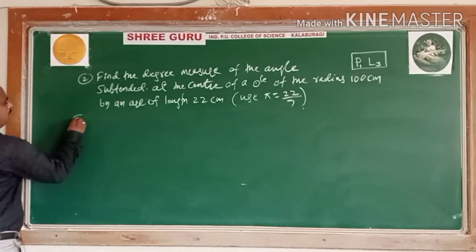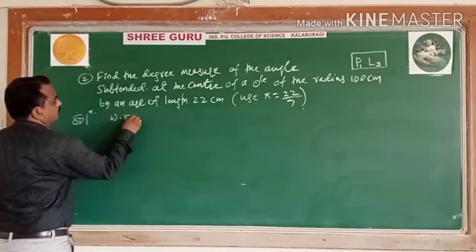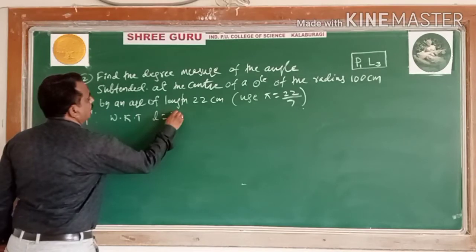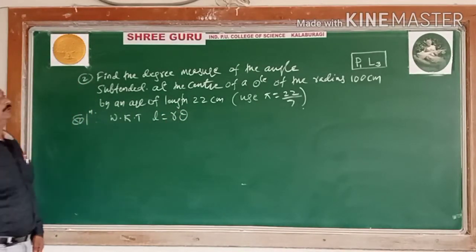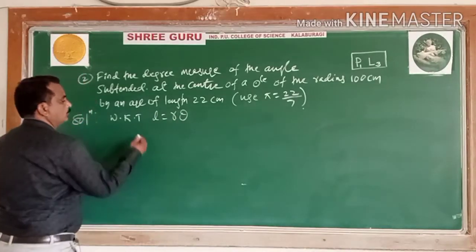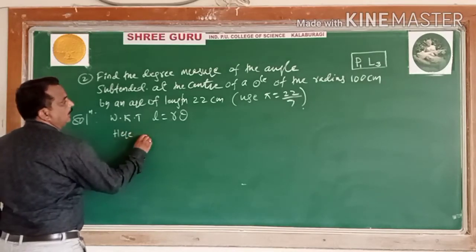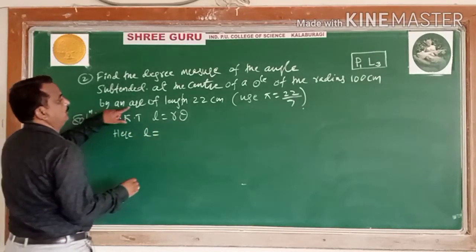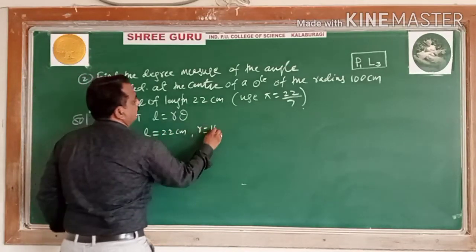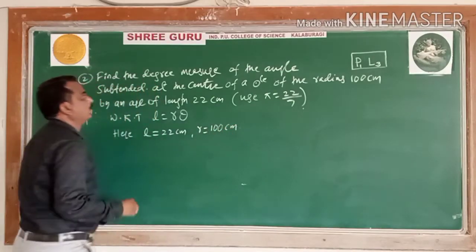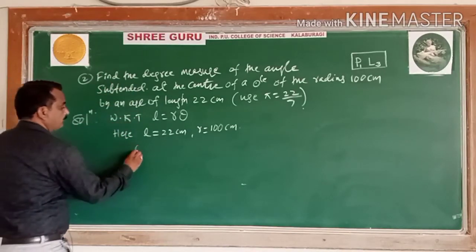Let us write down the given data. Solution: we know that, first I will write the formula, L is equal to r theta. Here the length of an arc is given, and you have to calculate the angle subtended, theta. So write down the given data. L, the length of an arc, is 22 centimeter. Radius r is 100 centimeter. What you have to calculate? Find the degree measure of the angle, that is, theta.